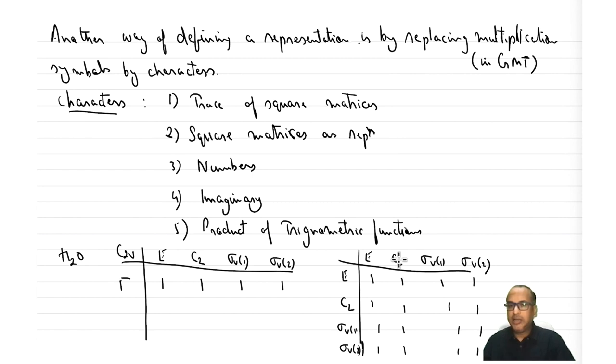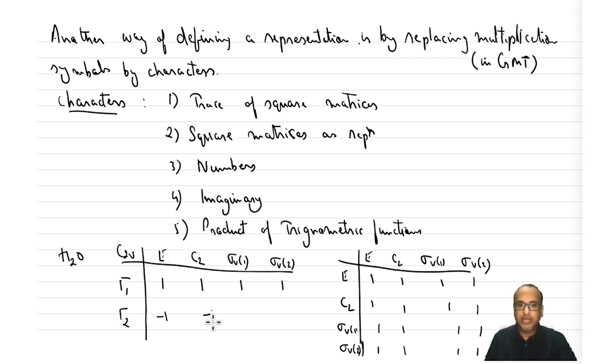Now we see that C2 into C2 is given by 1, and the character under E was 1. We know that C2 into C2 is E, and E is given by 1, right? So it does follow the rules of GMT. Similarly, sigma V1 into C2, whatever product it should give, it is giving as 1, and then we are getting 1 under sigma V2. So basically, all the products are following the characters which are defined by E, C2, sigma V1, sigma V2, right? So let us call this one representation.